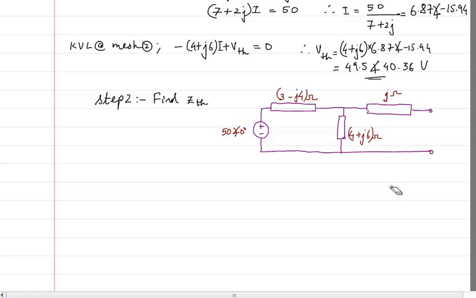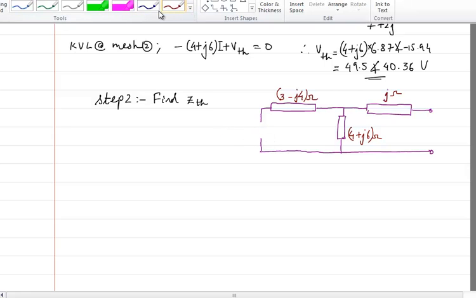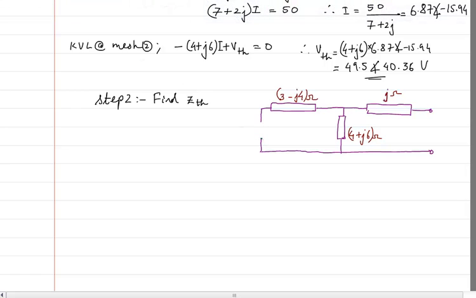Now we have to find out ZTH, for which we will have to short the independent voltage sources and open circuit the independent current sources. Let me again say it because I think I said something wrong. The independent voltage sources have to be short circuited. The independent current sources have to be open circuited. So here we are having only a voltage source. So I will just short circuit this. Let me use a different color. So I am short circuiting this.